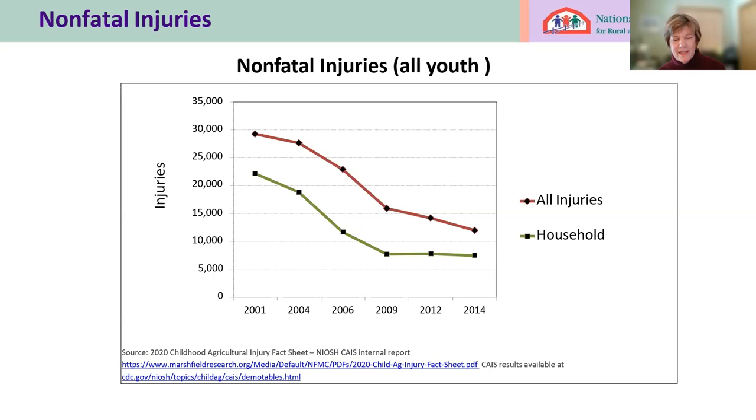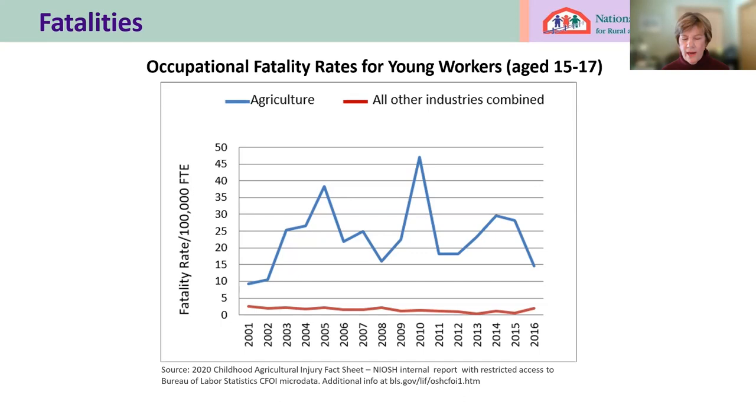Next slide. So this graph depicts fatality rates as tracked via the Bureau of Labor Statistics for youth ages 15 to 17. Thus, it captures only a portion of childhood fatalities, since many occur to non-working youth or those younger than 15 years. And even with these data, you see that youth working in agriculture are at least 8 times more likely to die at work than their non-agriculture counterparts.